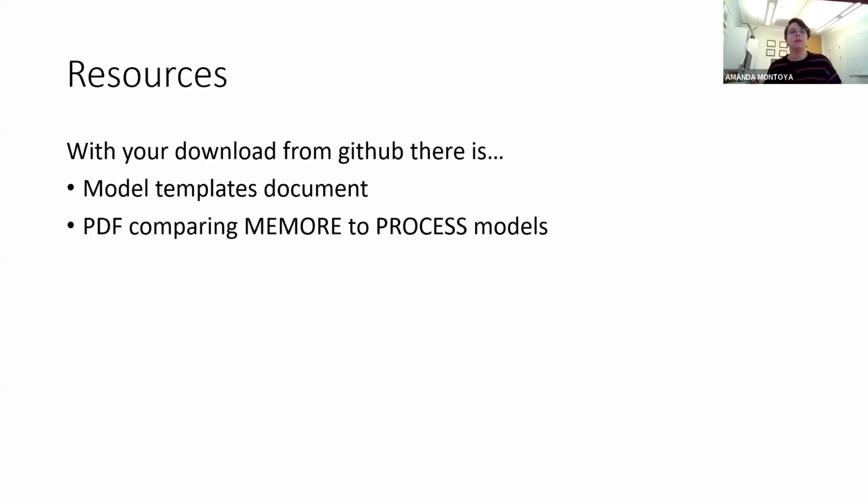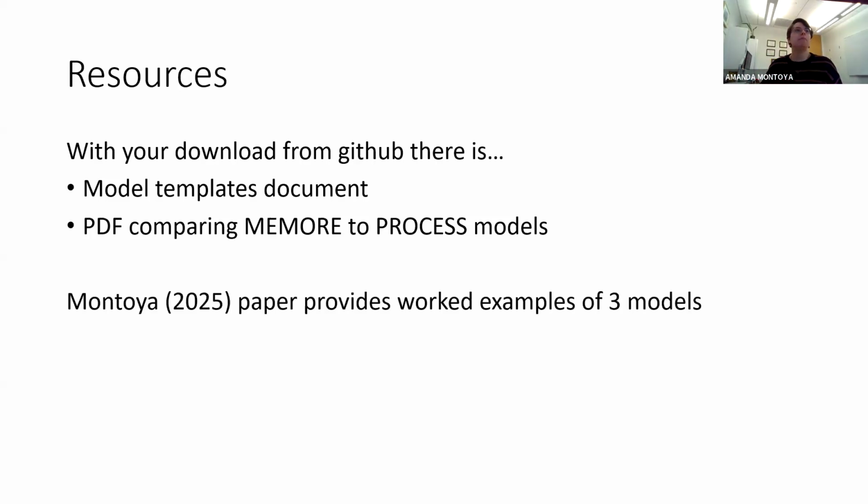There are some models that are available in PROCESS that are not available in MEMORE. There are some models that are available in MEMORE that are not available in PROCESS. So it's not a perfect one-to-one matching. But that PDF can help, especially if you're a regular PROCESS user. The most recent paper to come out, I think they listed it as 2024, but it's going to change to 2025 once it's out in print, so I'm just sticking with 2025. There are 3 worked examples, and all of these documents are on the GitHub.